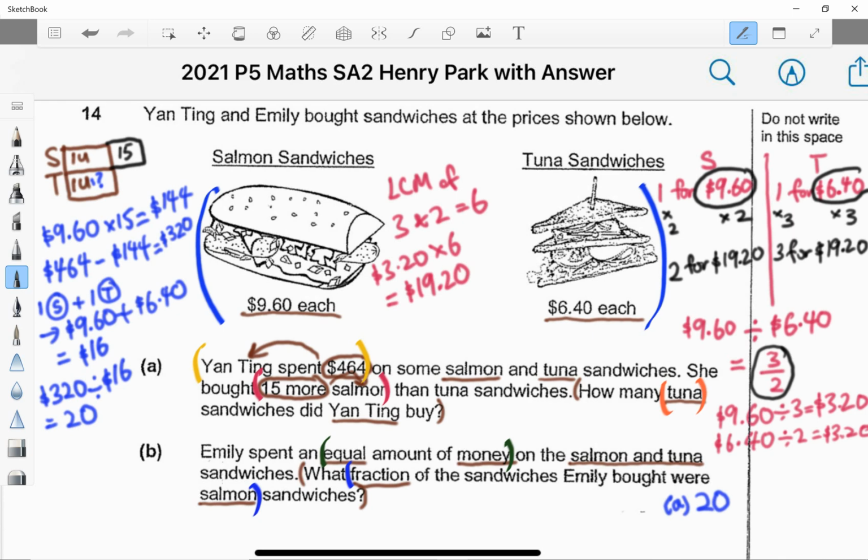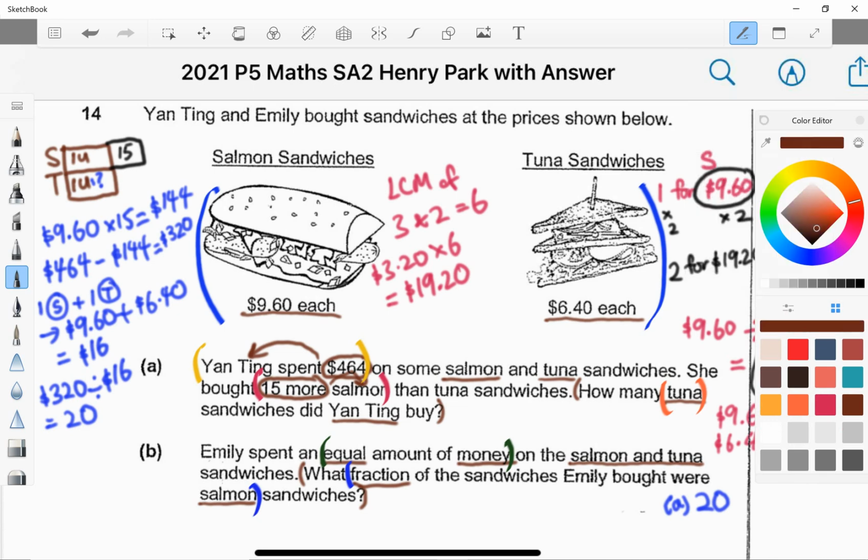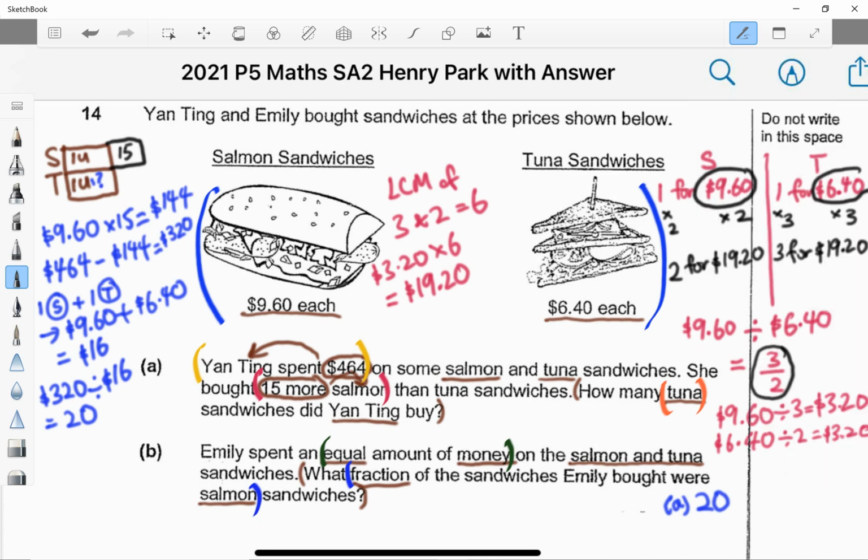So what is the pro tip again? We take 9.6 divided by 6.4, we get 3 out of 2, and we know that the LCM of 3 and 2 is 6, and by 6 we mean 6 times of 320, which is 19.20. So for the salmon, we will take 960 times 2 to get $19.20. For the tuna, we will take $6.40 times 3 to give us $19.20. And having done all of that, we can safely obtain that 2 salmon cost $19.20 and 3 tuna cost $19.20. So same amount of money obtained.